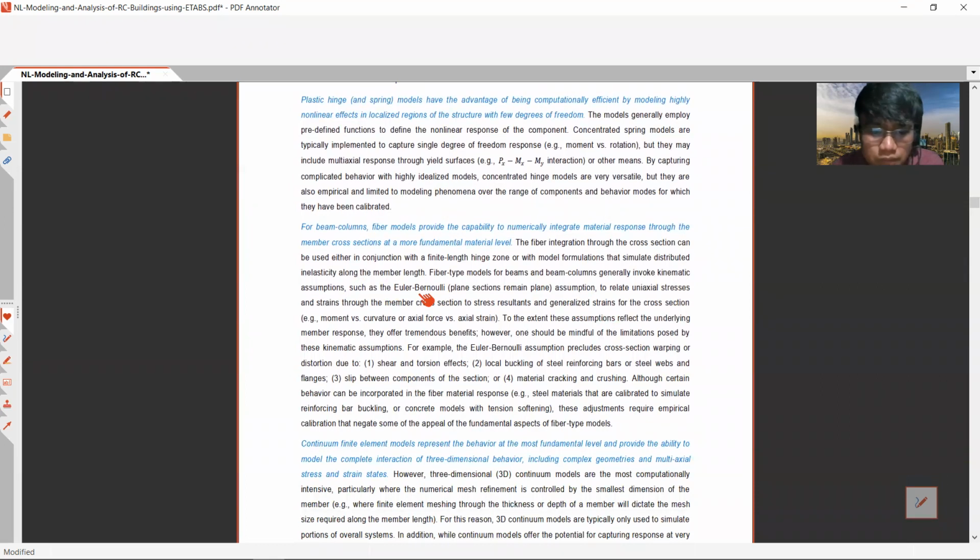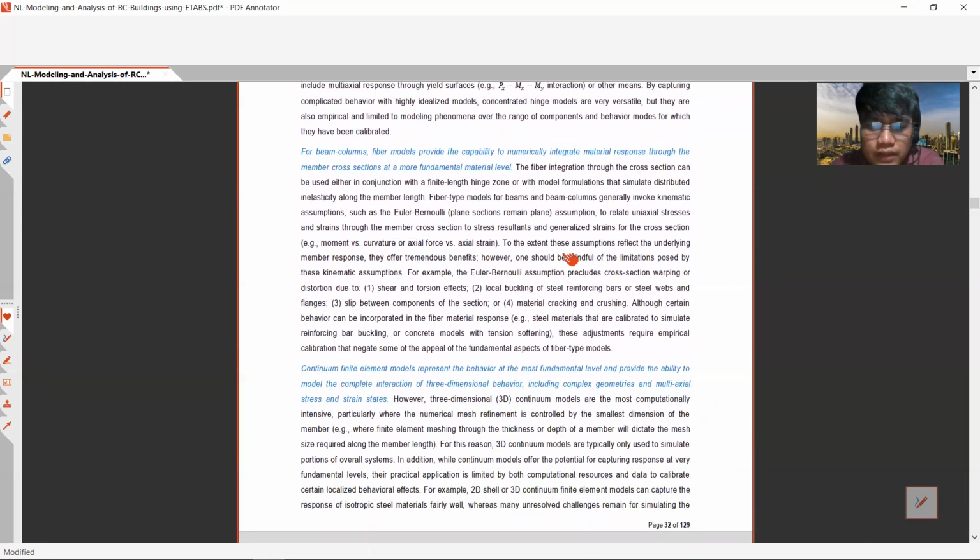Diba sa Euler-Bernoulli principle, the plane sections remain plane under stresses. Okay, so assumption to relate uniaxial stresses and strains through the member cross-section to stress resultants and generalized strains for the cross-section. So for example, we have the moment versus the curvature or the axial force versus the axial strain. Okay, so to the extent that these assumptions reflect the underlying member response, they offer tremendous benefits.